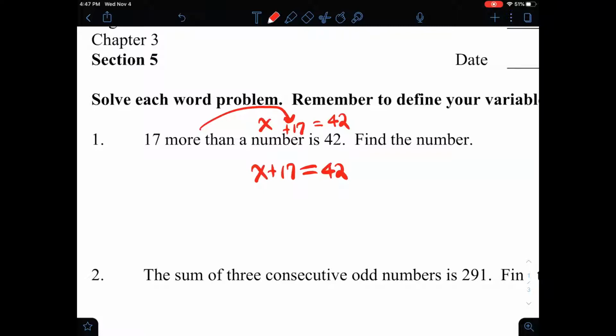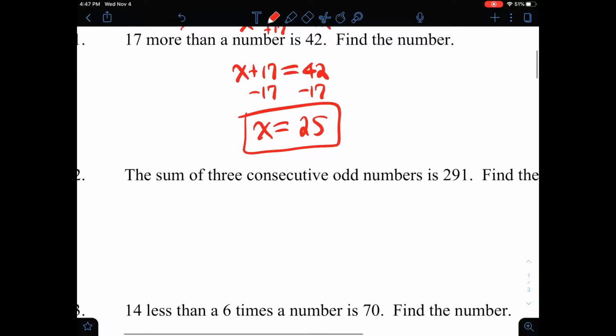Now, how do we solve for x? This is a pretty easy one to solve for x. We're going to subtract 17, and x is going to be equal to 25. All right.